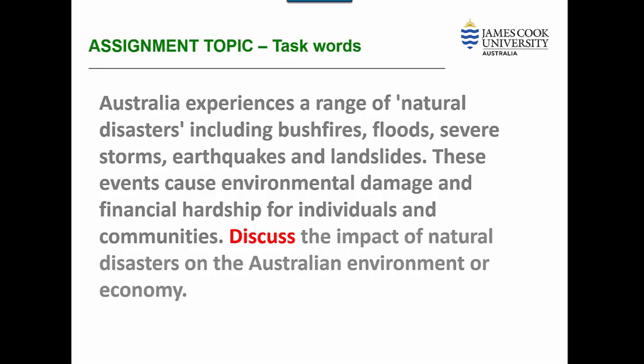Now, let's find the key content words. Content words, usually known as keywords, are significant words in the description of the topic. We can use these for searching, and they usually describe the topic fully or describe an important aspect of the topic. It is more effective to search on keywords than to type in an entire assignment topic question, because keywords are what search engines like Google and OneSearch look for. We will cut out a lot of the irrelevant results by developing a search strategy using the keywords. And you can see, in this case, the keywords would be natural disasters, environment, and economy.